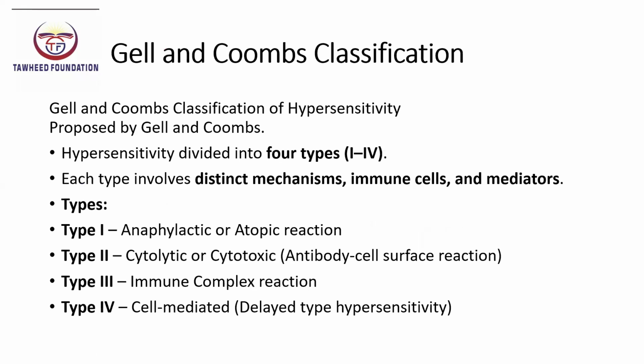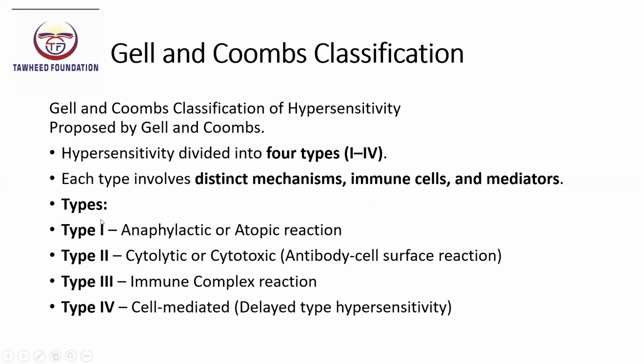Next is Gell and Coombs classification. To better understand hypersensitivity, Gell and Coombs proposed a classification system dividing hypersensitivity into four types: 1, 2, 3, and 4. Each type involves different mechanisms, different immune cells, and different mediators.